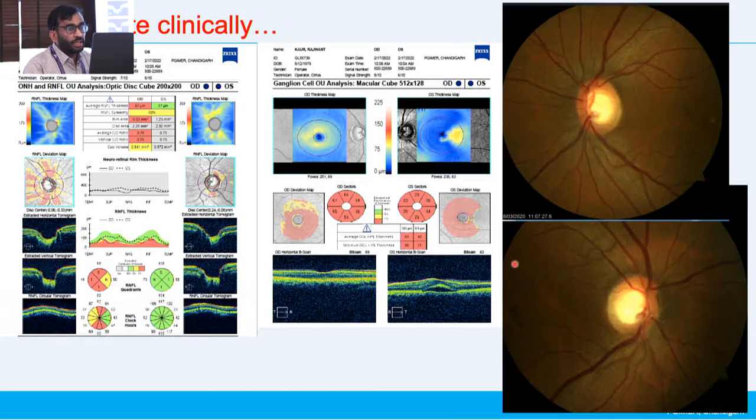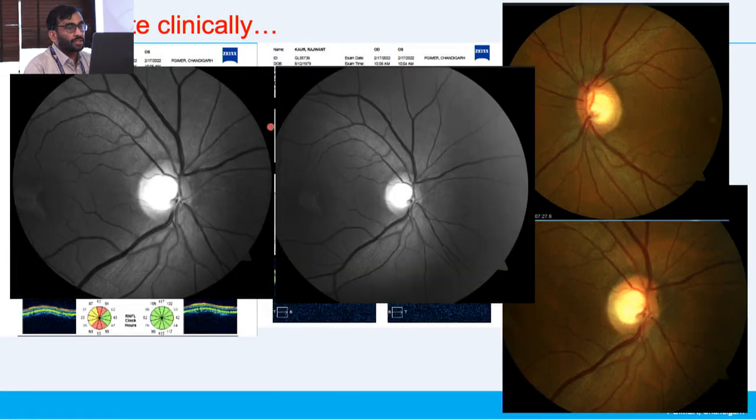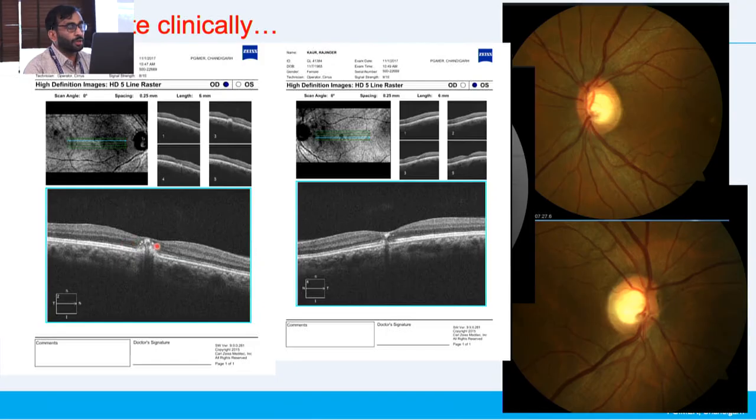Correlate clinically. Don't be fooled by just seeing red areas in the OCT. Here is a normal looking optic disc, and there are retinal lesions in the macula, which are more appreciated in the macular OCT. So always correlate, always see the fundus as a whole, not just the RNFL area or the corresponding OCT.